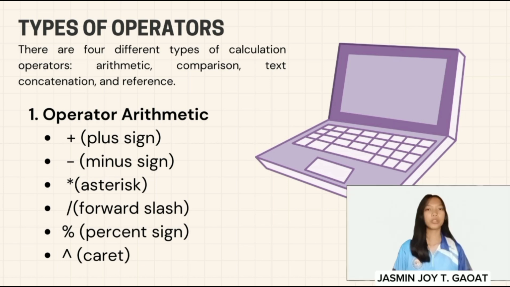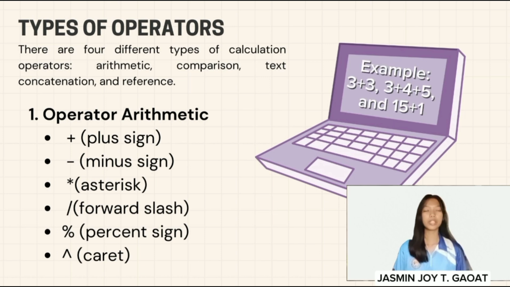And the first operator is the arithmetic. First is the plus sign or addition, which is used to add 2 or more numbers. For example, 3 plus 3, 3 plus 4 plus 5, and 15 plus 1. And second is the minus sign or subtraction. It is used to subtract 2 or more numbers. For example, 3 minus 3, 3 minus 4 minus 5, and 15 minus 1.